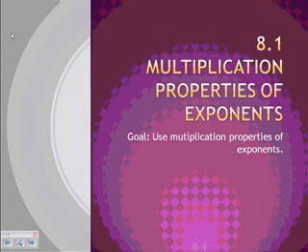Of exponents. By the end of the day, hopefully we can use multiplication properties of exponents. You're going to see what those properties are. We're going to learn 2 properties today. We've got a total of 8 to learn before our first quiz coming up. Now I think it's Friday because of the snow day.